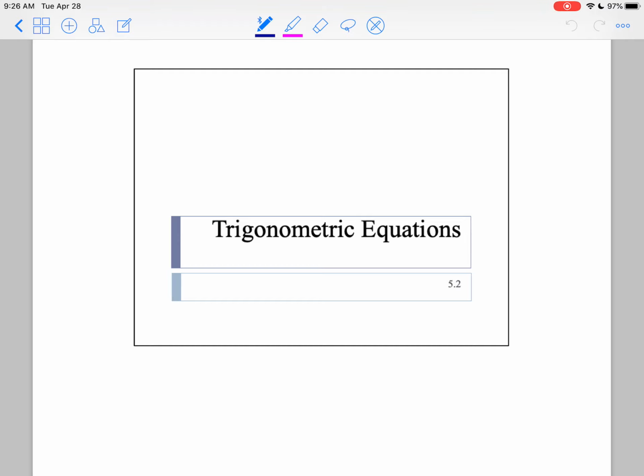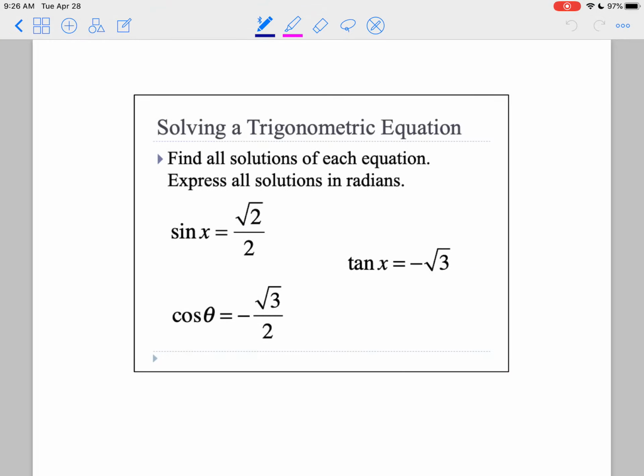So we're not going to cover absolutely everything on here. I'm going to skip a couple of examples. I just want to get the main idea behind solving, and mostly behind finding all the solutions of an equation. So here we're supposed to find all the solutions of sine of x equals root 2 over 2, cosine of theta equals negative root 3 over 2, and tan of x equals negative root 3.